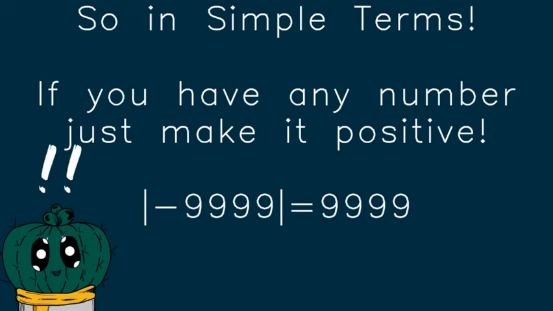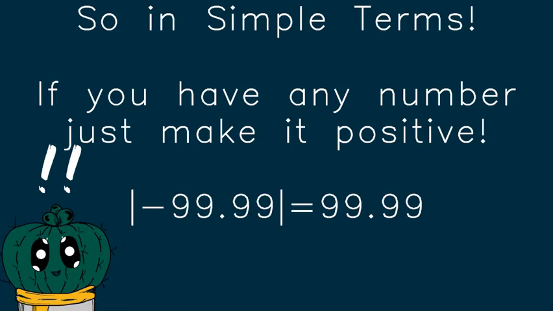Okay, let's try another example. Say you have negative 9,999. Again, you put the same number without the negative sign. It just makes it positive, so the answer is positive 9,999. The same goes for negative 99.99. This is a decimal number. If you convert it into a fraction, you get 9,999 divided by 100.